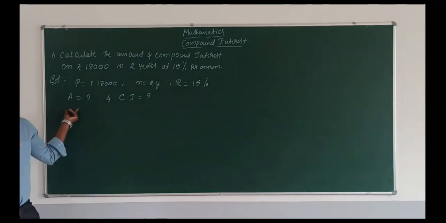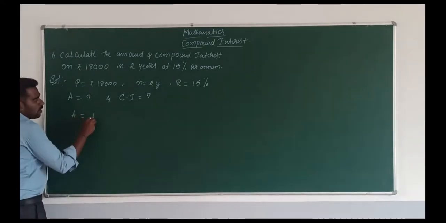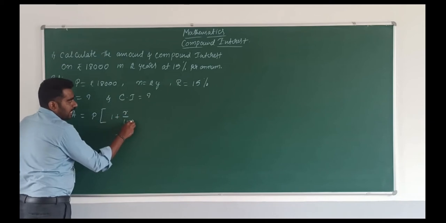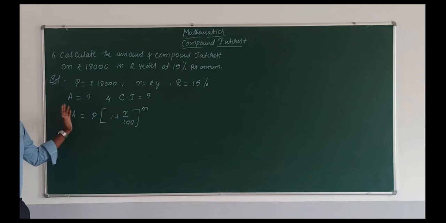So for finding the amount we have the formula. Amount is equal to P of 1 plus R by 100 to the power n. Now substitute the values.